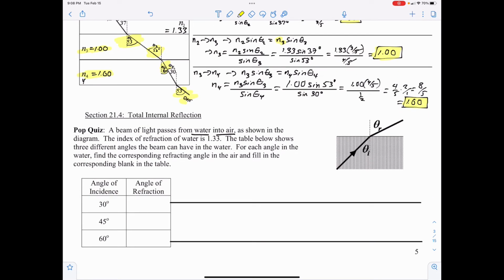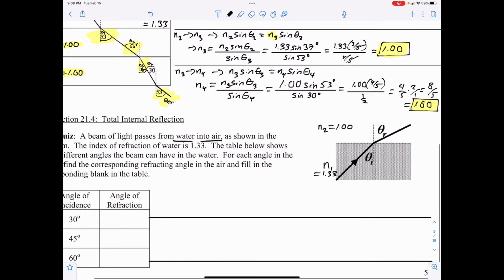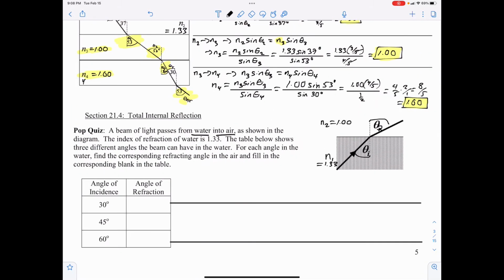Section 21.4, Total Internal Reflection. Pop quiz. A beam of light passes from water into air, as shown in the diagram. The index of refraction of water is 1.33. Now, according to this picture here, that would make this N1, 1.33, N2, 1.00, because that would make this theta 1, and that would make this theta 2. They call it theta r, but I'm going to call it theta 2 for this purpose here.